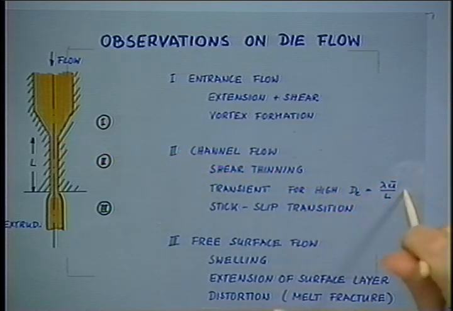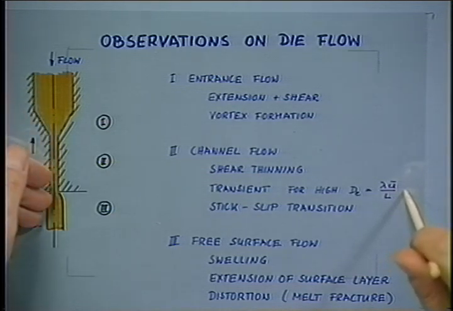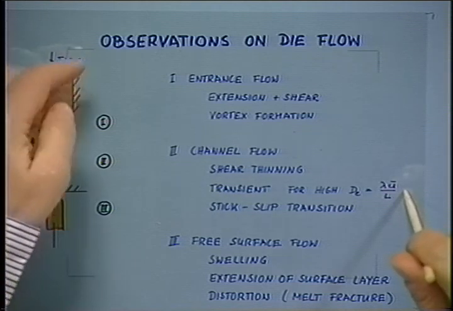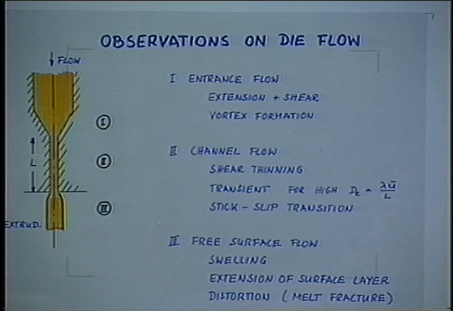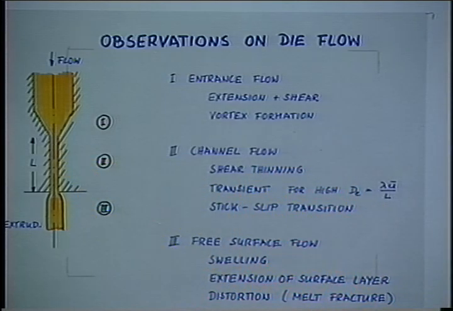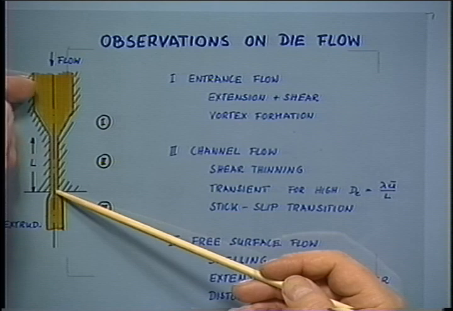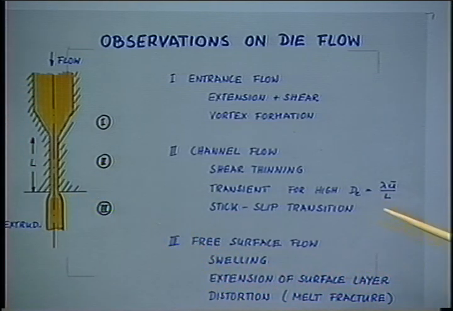But if this Deborah number is very large, then the material does not relax while it goes through this die, and it will clearly remember that upstream it was a big lump which was stretched for a short time here, but when it comes out here, it will swell again. So by making this capillary longer, you could prevent this swelling effect. At least that's what I thought in the beginning. That's when it gets interesting.